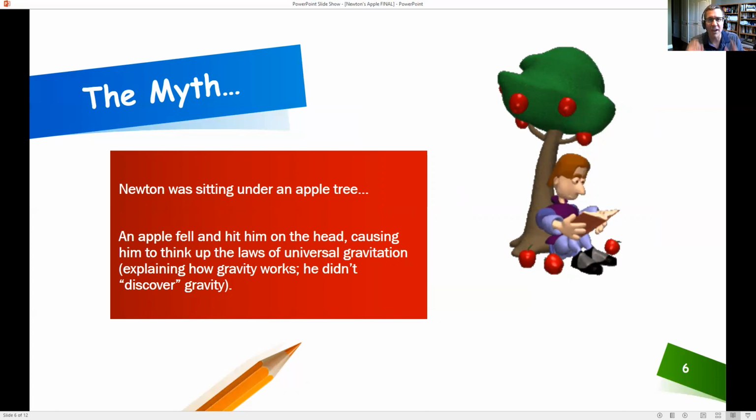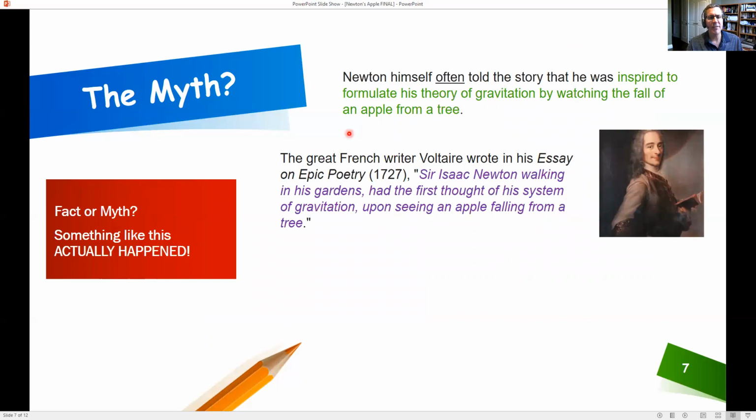I'm not going to say he discovered gravity. Some people would say, yes, the apple fell and hit him on the head, and he discovered gravity. I don't think he discovered gravity because, like I said, everybody already knew about gravity, right? Everybody knows when you jump up, you come back down. Newton was the person who explained how it all works. Why does it happen? And how does it happen? He didn't discover it. It was just there, but he was the first person to piece it together. So that's the myth, that he was sitting under this apple tree and the apple hitting him on the head did it. But is this myth fact or myth?